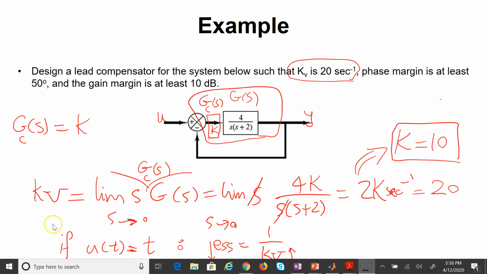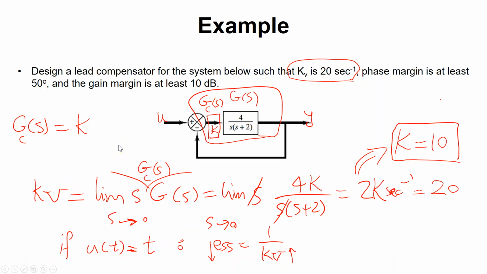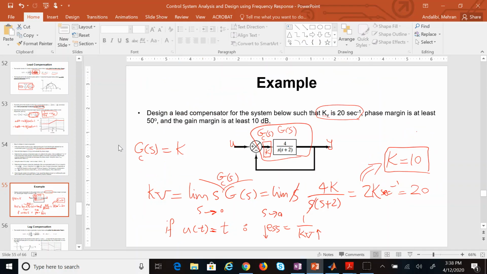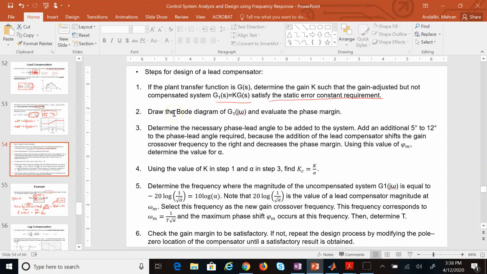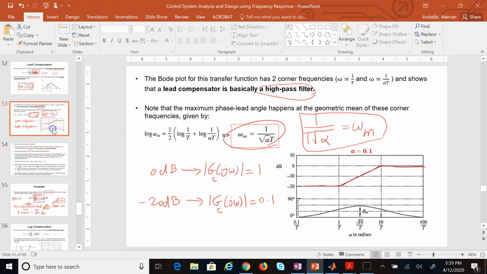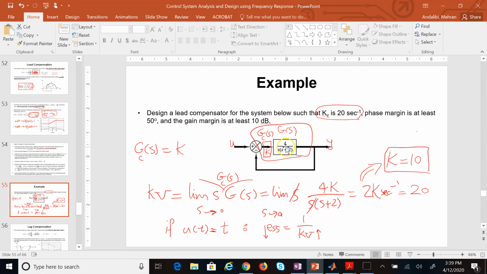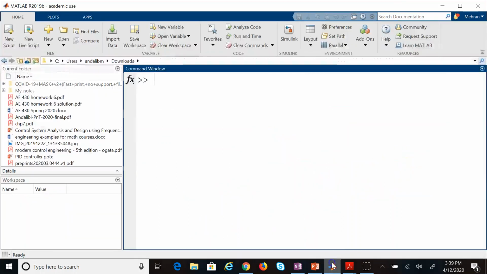So now the question is, now that we only added the gain, what's the situation of the system in terms of phase and gain margin? So that's this stage number 2. It says consider this new only gain modified system G1, which is K times G with that K of 10, and draw the Bode diagram of that and evaluate the phase and gain margin. Okay, see what they are. So let's do that. So our system is 4 over S times S plus 2 and then multiplied by 10. Okay, so this is what we do.